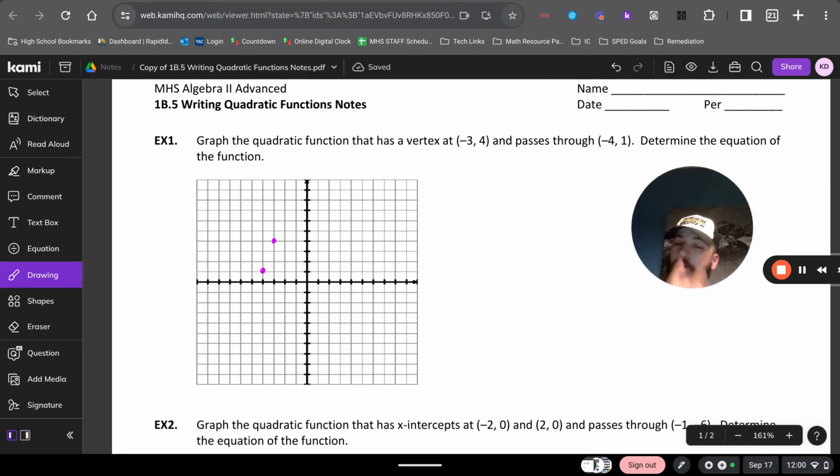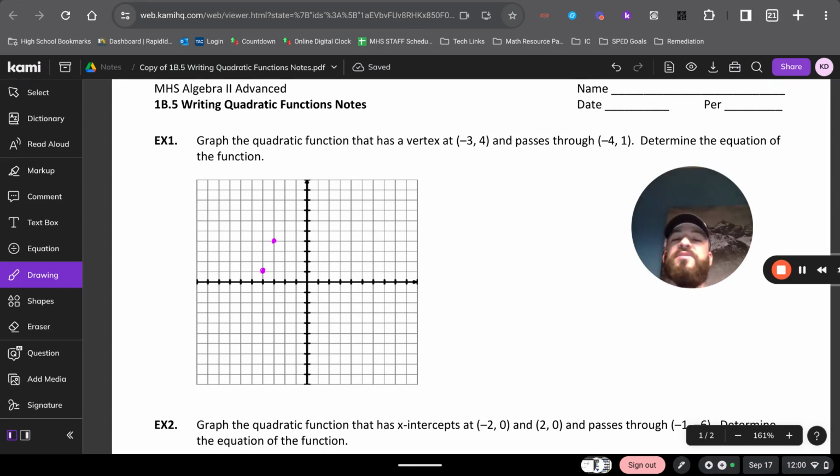Okay, and we can already see if that is our vertex and then our next point is down, that we know this is going to be a downward facing quadratic function that we'll be plugging into. So we kind of have an idea already of what our quadratic function is actually going to look like.